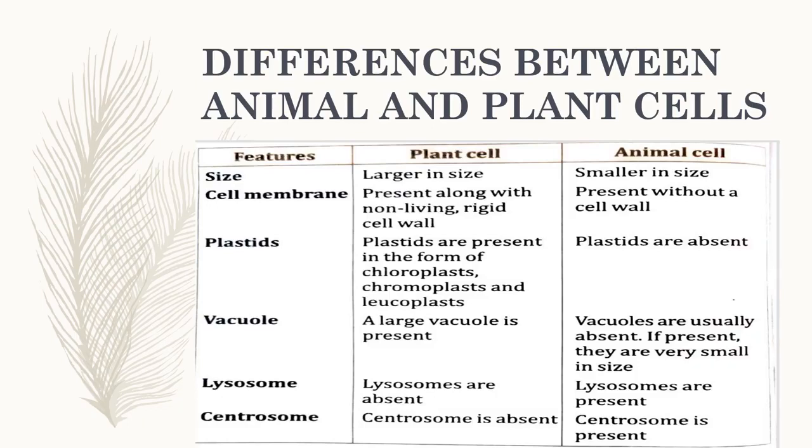If we discuss about the plastids, plastids are present in the form of chloroplast, chromoplast, and leucoplast. And you know already I have discussed in the previous slide. But in the animal cells, you will find the plastids are absent. If we discuss about the vacuole, a large vacuole is present in the case of plant cell, but usually in the case of animal cell, vacuoles are absent. If present, they are very small in size.